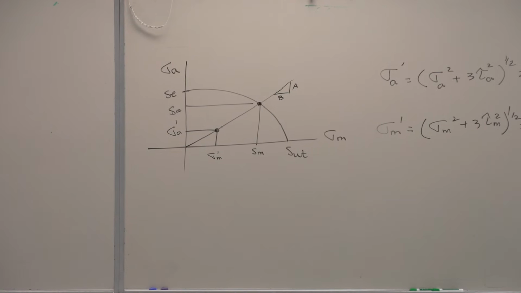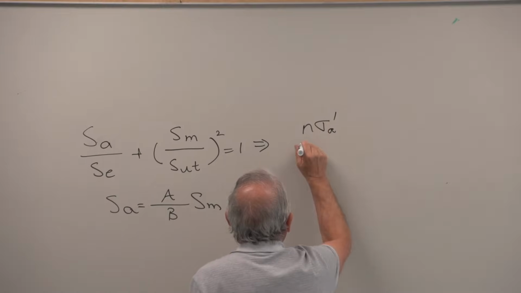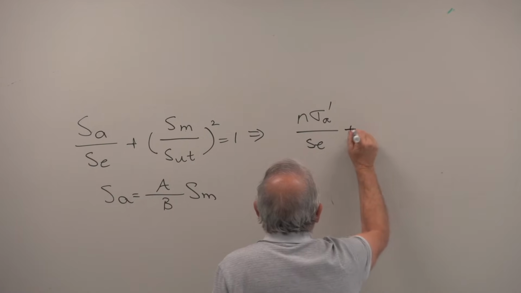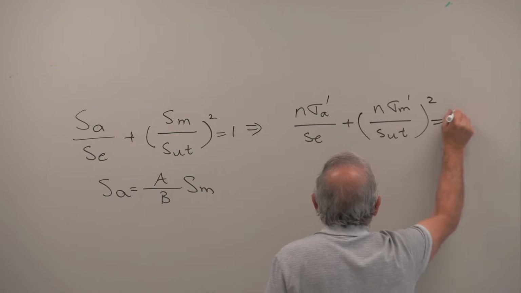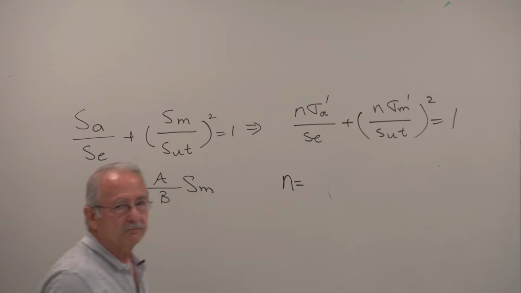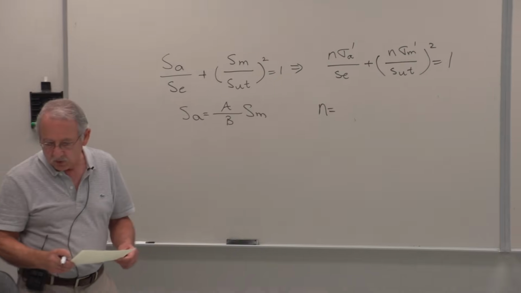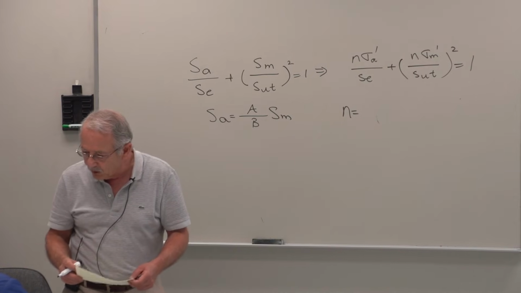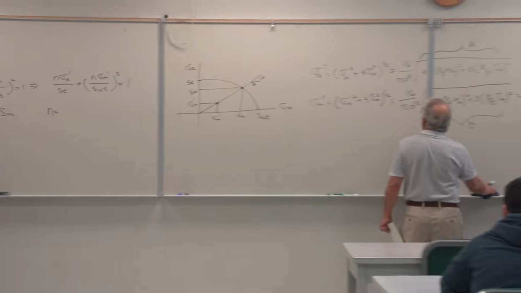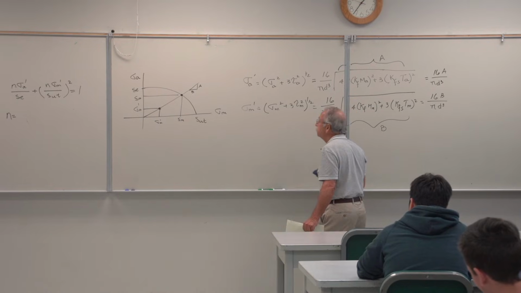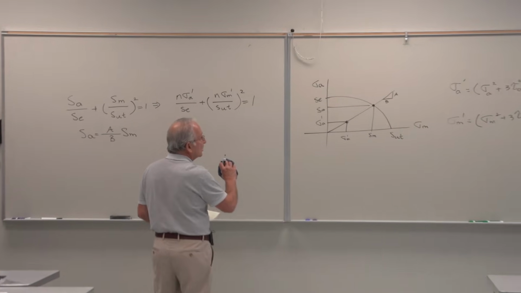So here's what I do. That's the Gerber line right here. So I'll go in here and say N sigma A prime over SE plus N sigma M prime over SUT squared equals 1, and solve for N. If we do that, we will get two equations, one for the factor of safety and one for the diameter, depending on whether you're doing analysis or design. And those equations look like this.